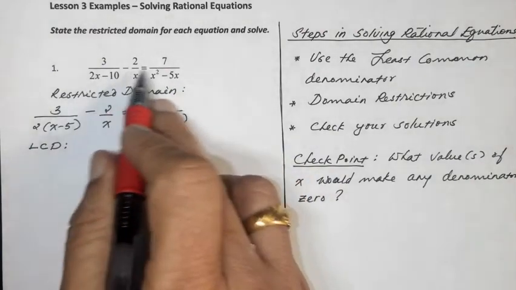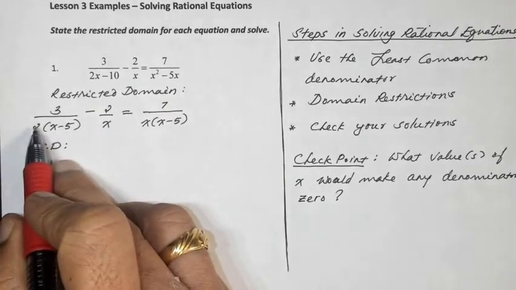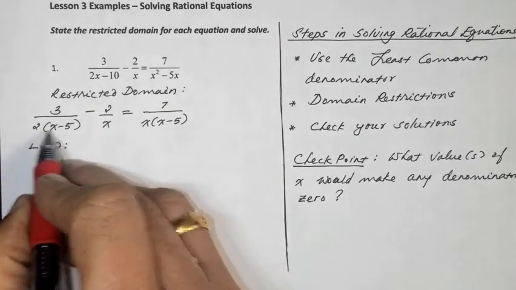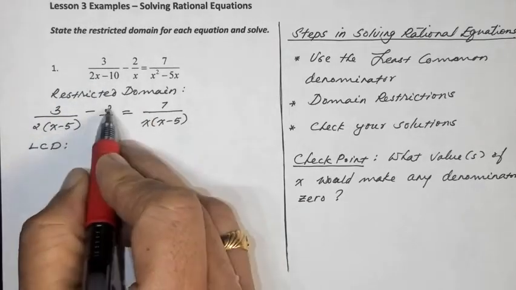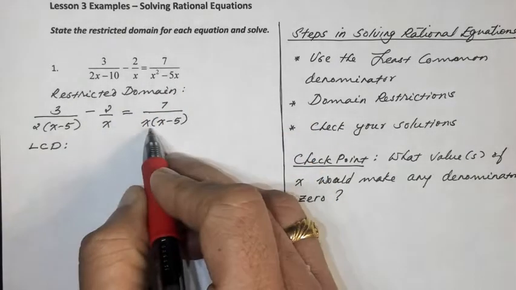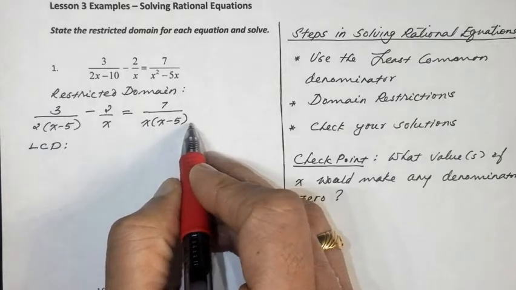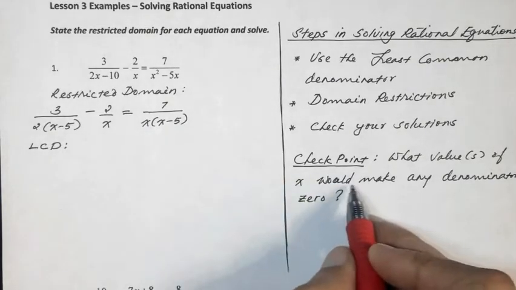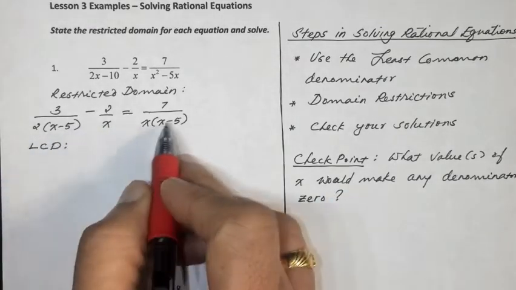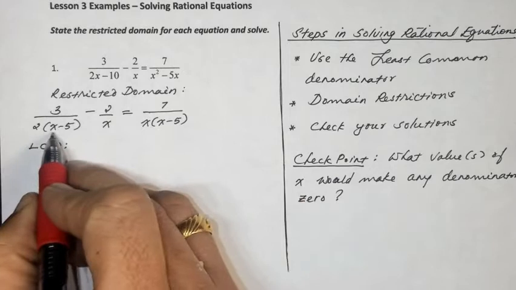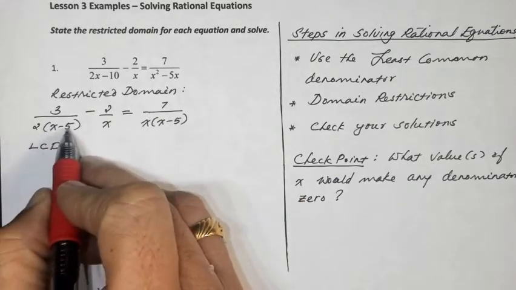So let's rewrite this entire expression into an equation like this. Take the common factor 2 out, and 2x minus 10 is 2 times x minus 5, and this one right here is rewritten as 7 over x times x minus 5. So as we talked about, what value or values of x would make one of these three denominators 0? Definitely this expression right here would be 0 if x is equal to 5.